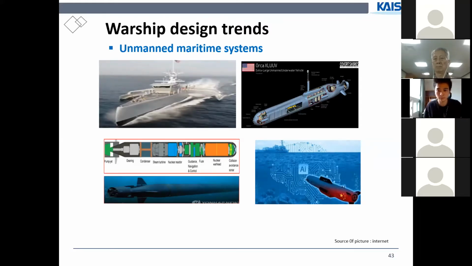Russia's nuclear-powered nuclear torpedoes can operate at 100 knots and 1,000 meters depth, and the total cruising range is 10,000 miles. And this is the Chinese AI unmanned submarine, but whether this is real or not, I'm not sure.